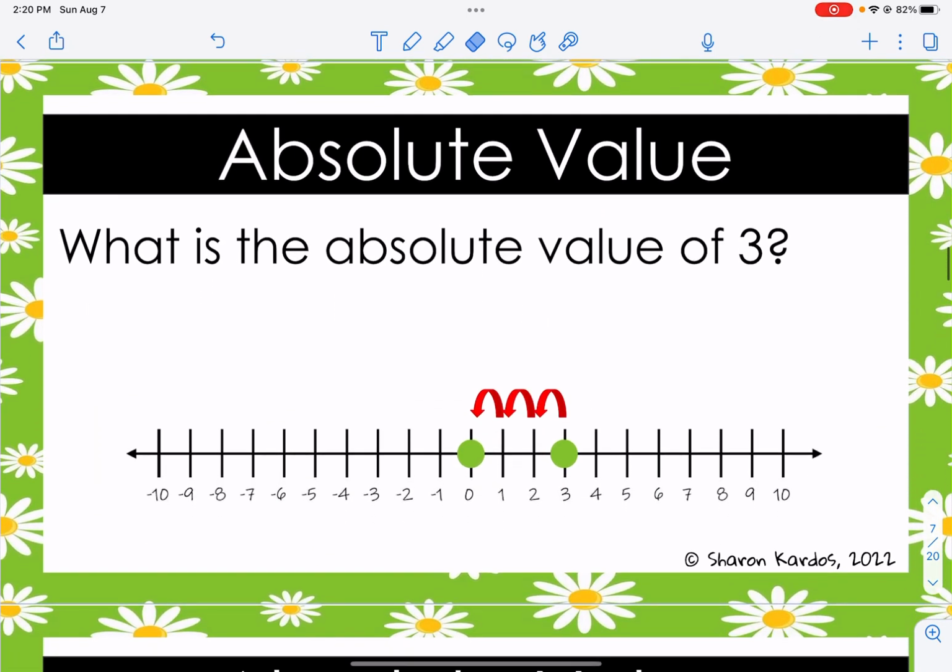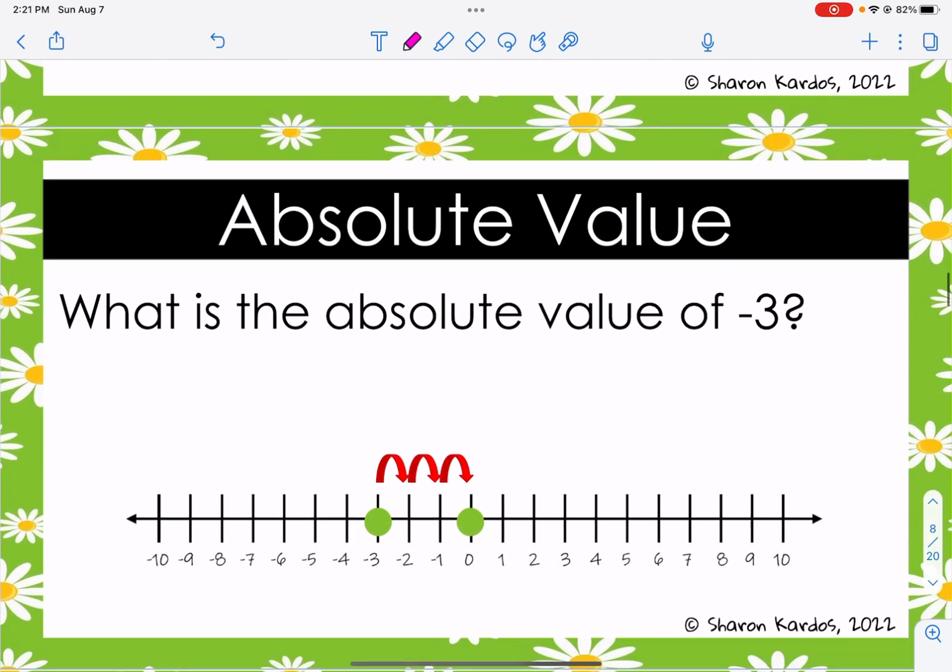So an example of a question that you might see would look like this. What is the absolute value of 3? So my two important numbers on my number line are going to be the 3 and the 0. I want to find the distance that 3 is from 0 on the number line. So I'm just going to count the hops. There are 3 hops from 3 to 0. So the absolute value of 3 is 3. That would be my answer.